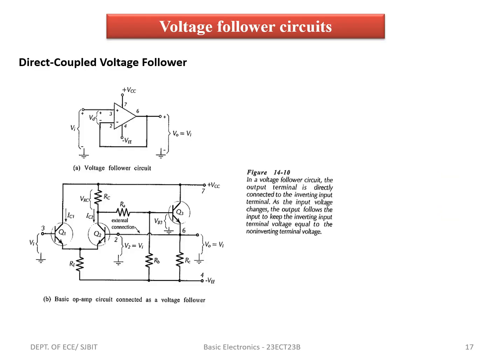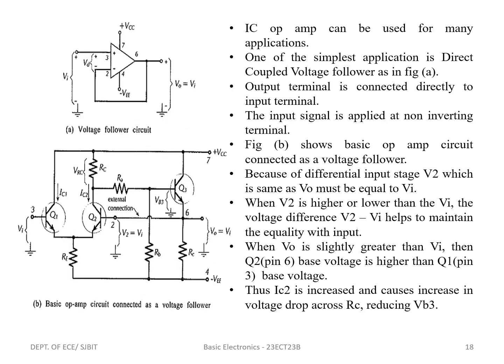Next, voltage follower circuit. This is a direct coupled voltage follower circuit. IC op-amps can be used for various applications. One of the simpler applications is the direct coupled voltage follower circuit. The output terminal is connected directly to the input terminal. The input signal is applied at the non-inverting terminal, and figure B shows the basic op-amp circuit connected as a voltage follower. Because of the differential input stage, V2, which is the same as V0, must be equal to Vi.